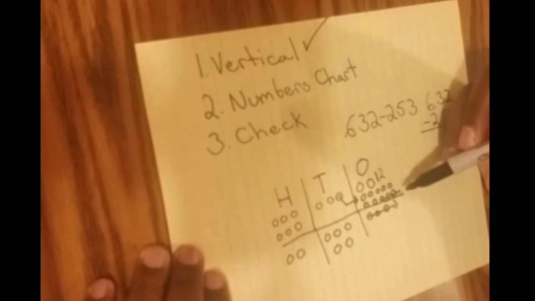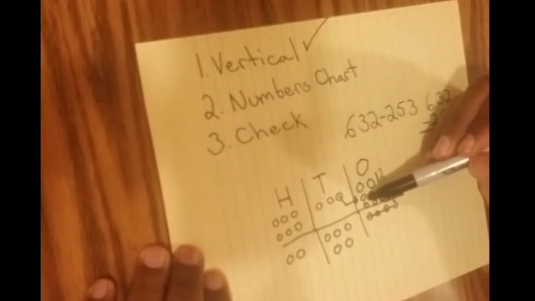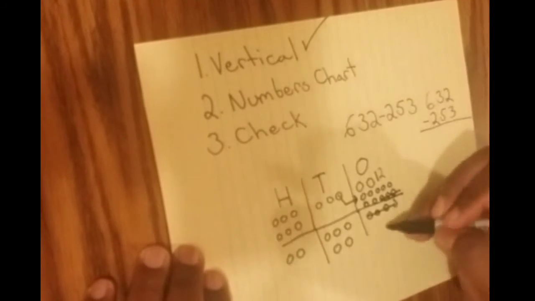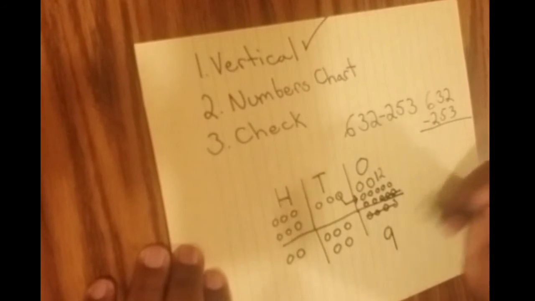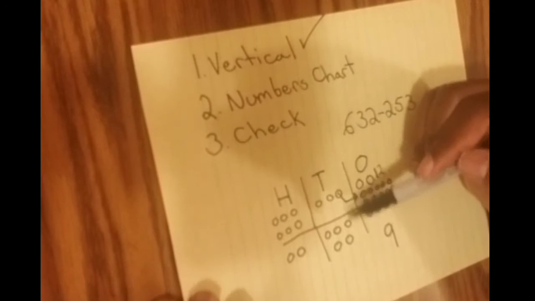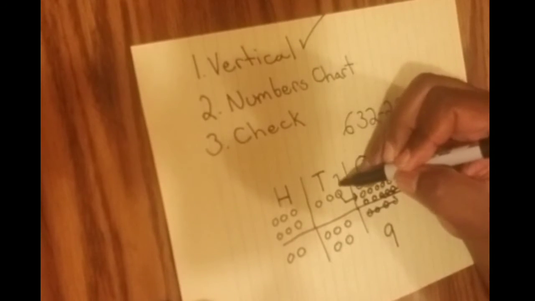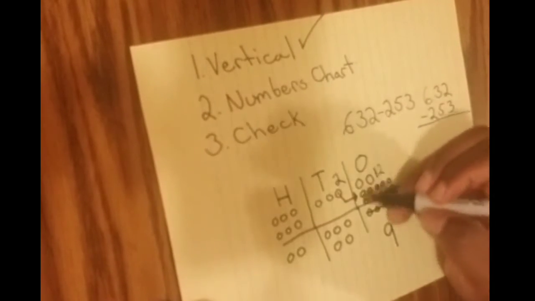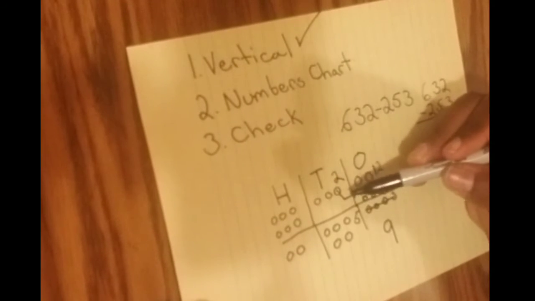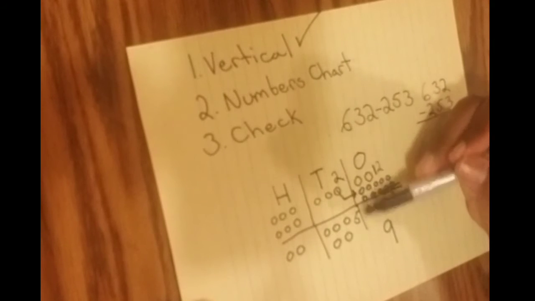So now I count how many circles I have left. 1, 2, 3, 4, 5, 6, 7, 8, 9. And 12 minus 3 is 9. All right, now I think about how many tens I have in my top number, which is 2. How many do I have in my bottom number, which is 5 tens? I cannot, again, subtract 5 from 2. I do not have enough.